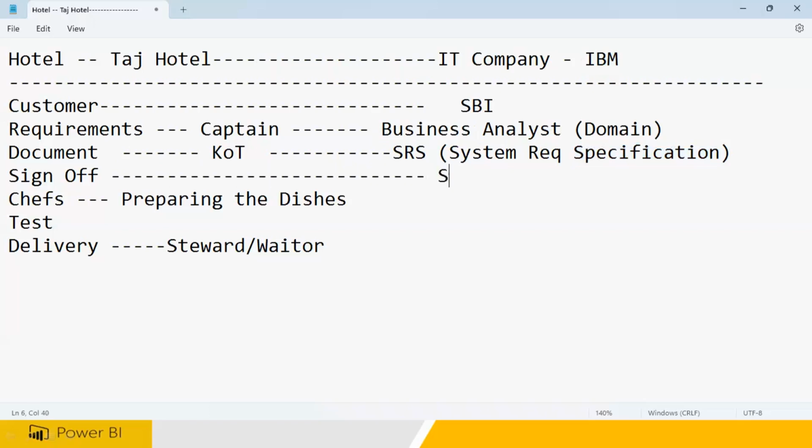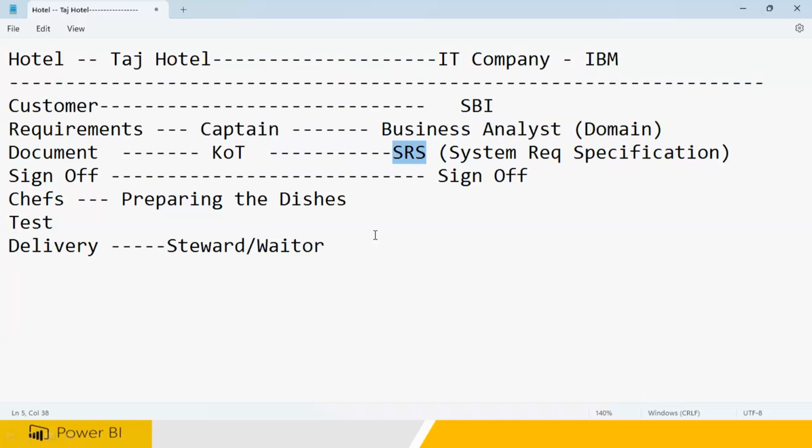The IT company will send the business analyst to the State Bank of India. This guy is working for the IBM company. Now this team of business analysts will go and gather the requirement. All the requirement will be documented. The document is called the SRS document, System Requirement Specification document.